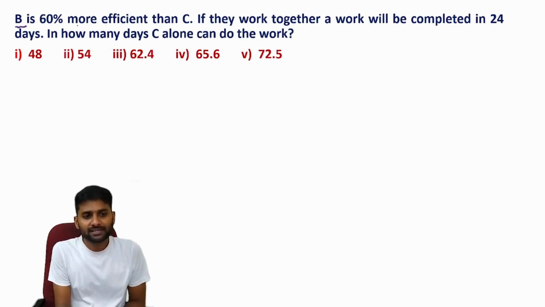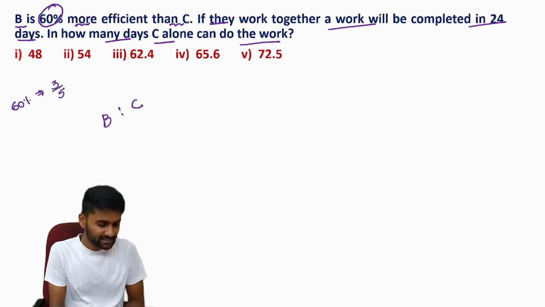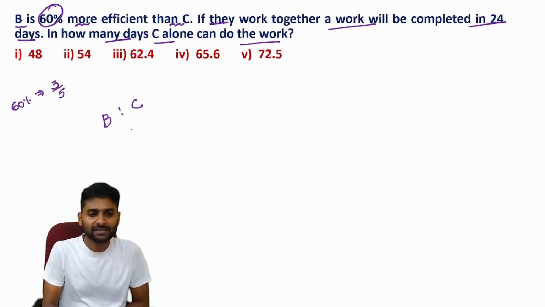Now see here the question: B is 60% more efficient than C. If they work together, the work will be completed in 24 days. In how many days can C alone do the work? Now see here the efficiency of B and C. First, understand the conversion of percentage into fraction. 60 percent is exactly 60 by 100. After cancellation, it is the value 3 by 5 of the fraction. It means C is exactly 5 units per day.